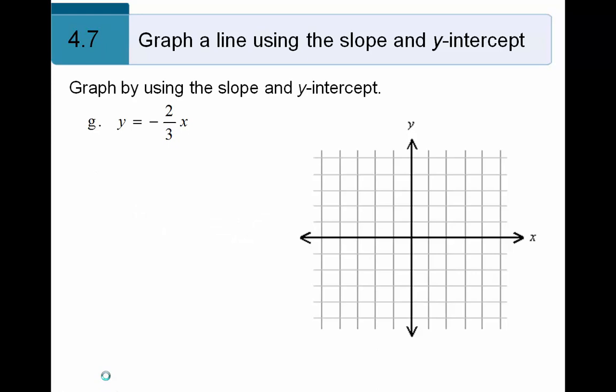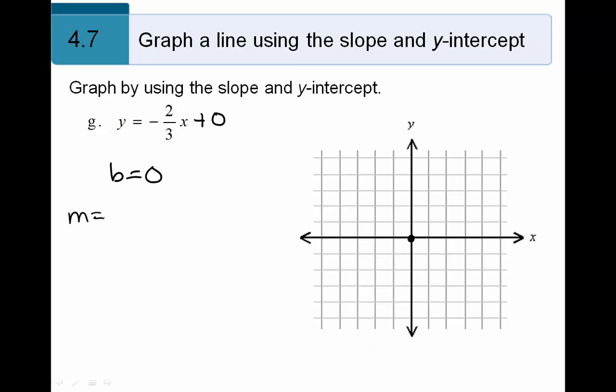Now in this example, y equals -2/3 x. Notice plus 0, you have a y-intercept of 0. So that just means my point goes through the origin. So that's where we're starting.